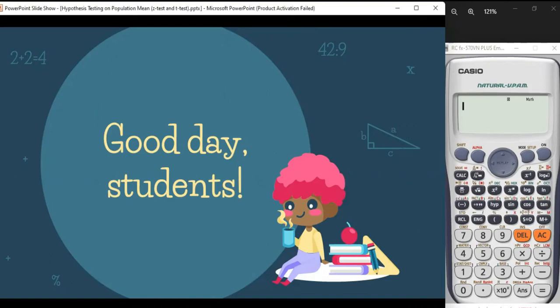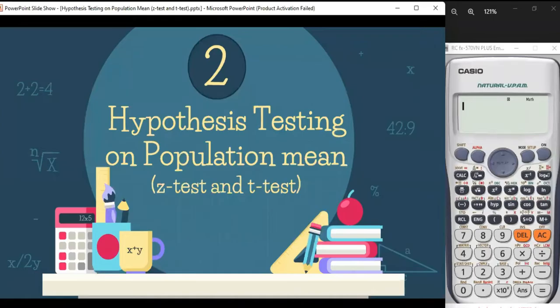For today's video, we're going to talk about the hypothesis testing process on population mean. Under the hypothesis testing on population mean, we're going to use either the z-test or the t-test. So paano po natin malalaman kung z ang gagamitin natin? We're just going to look at the number of the sample. So n, kapag si n po is greater than or equal to 30, we use the z-test. Pero kapag si number of sample is less than 30, we use the t-test.